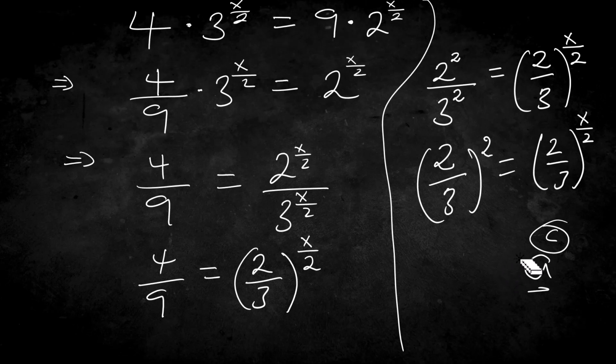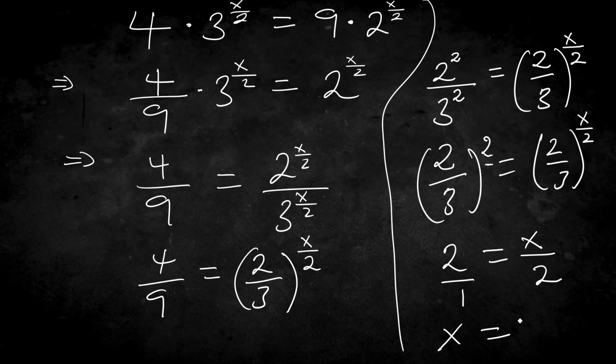Now we can also do the same here. So we have 2 equals x/2. So over 1, times x, 2 times 2, 4. So the correct answer for this one is 4.